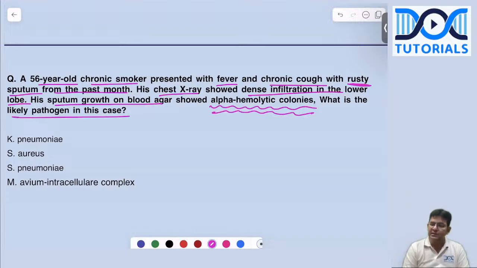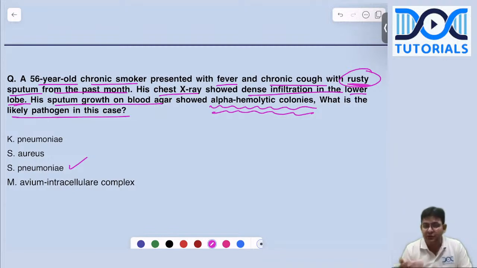The answer is C, as Anuj has told perfectly right. Streptococcus pneumoniae produces a typical rusty sputum, first thing. In the lower lobe it does the problem. Lower lobe infiltration, lobar pneumonia. The most common cause of lobar pneumonia is this pneumococcus. It is one of the common causes of CAP, community acquired pneumonia. In HIV also it is the most common cause of pneumonia. So overall, the most common cause is this.